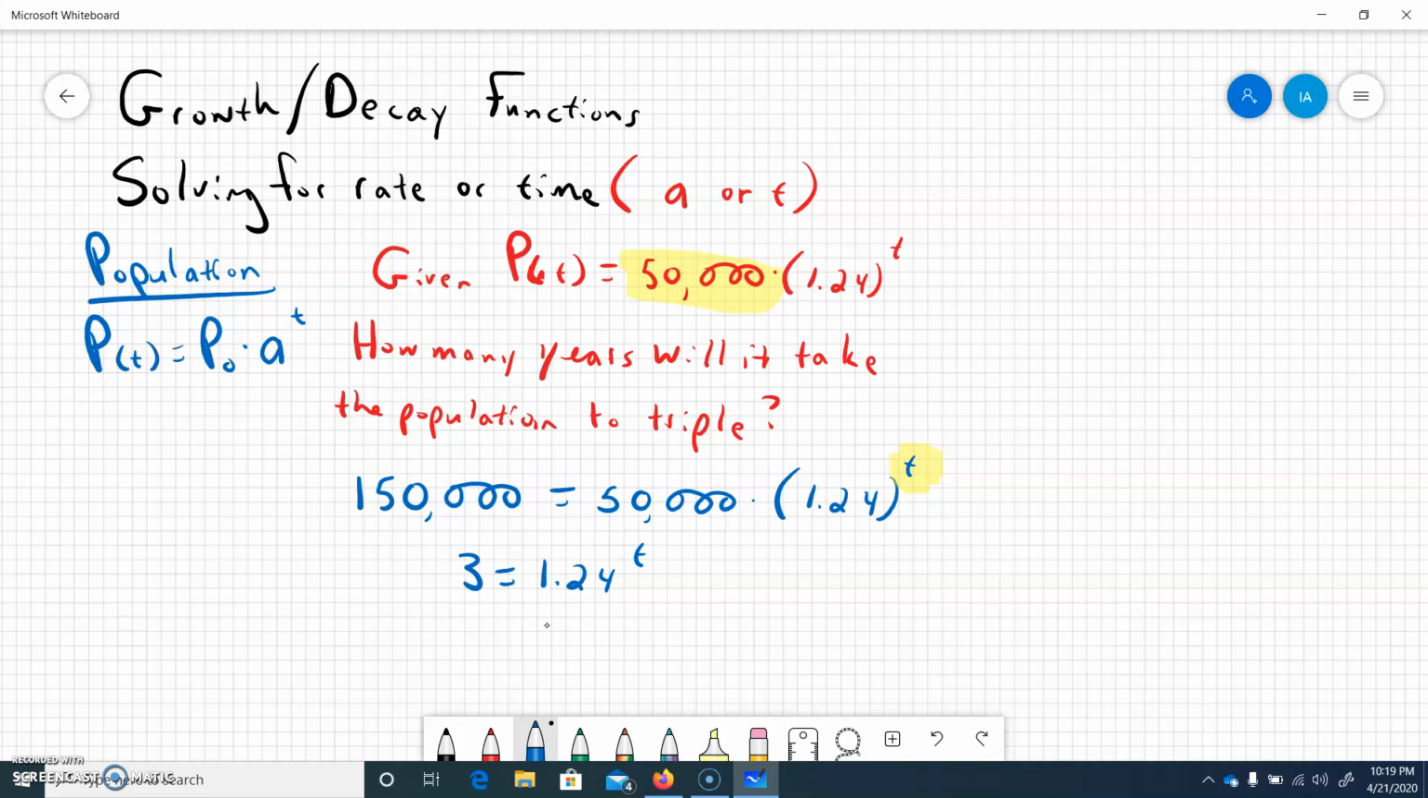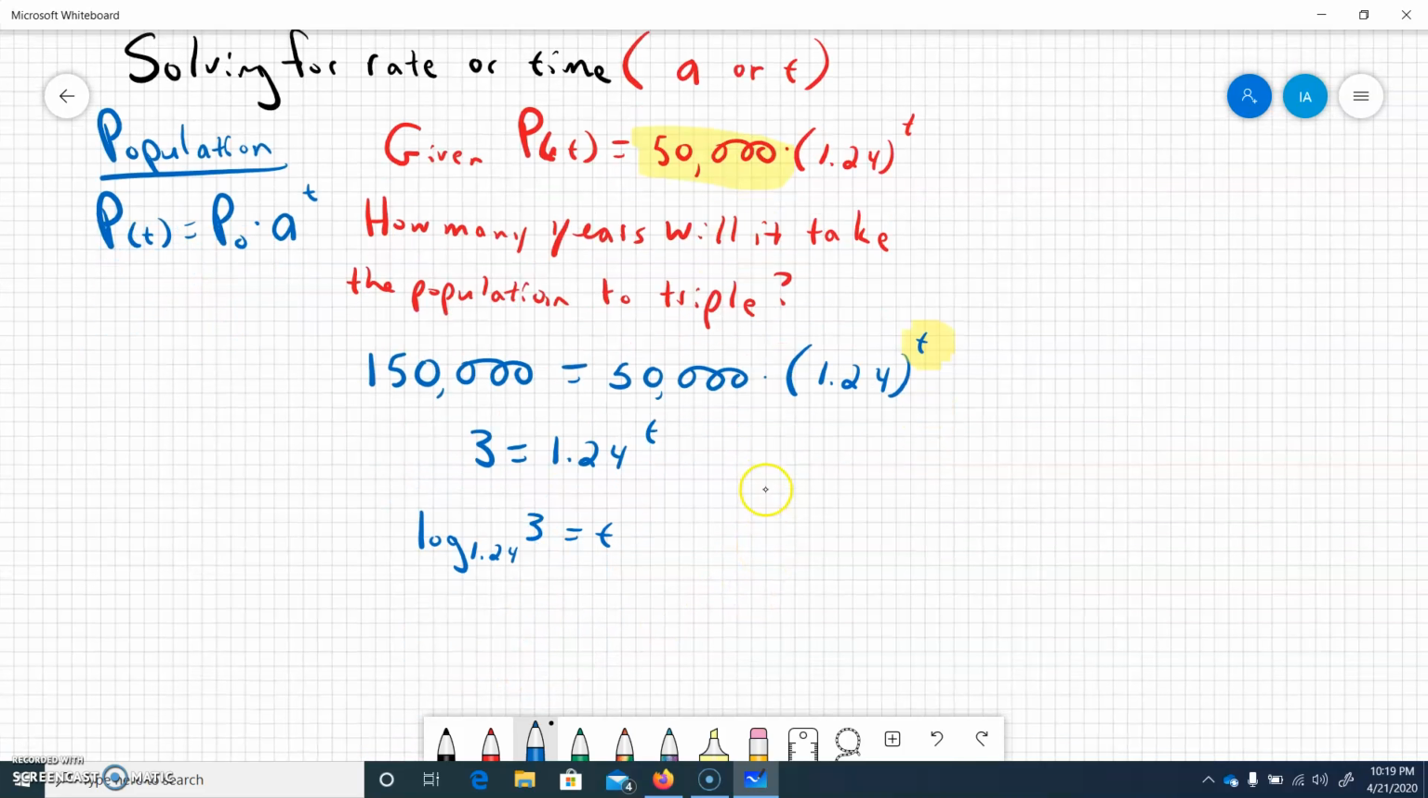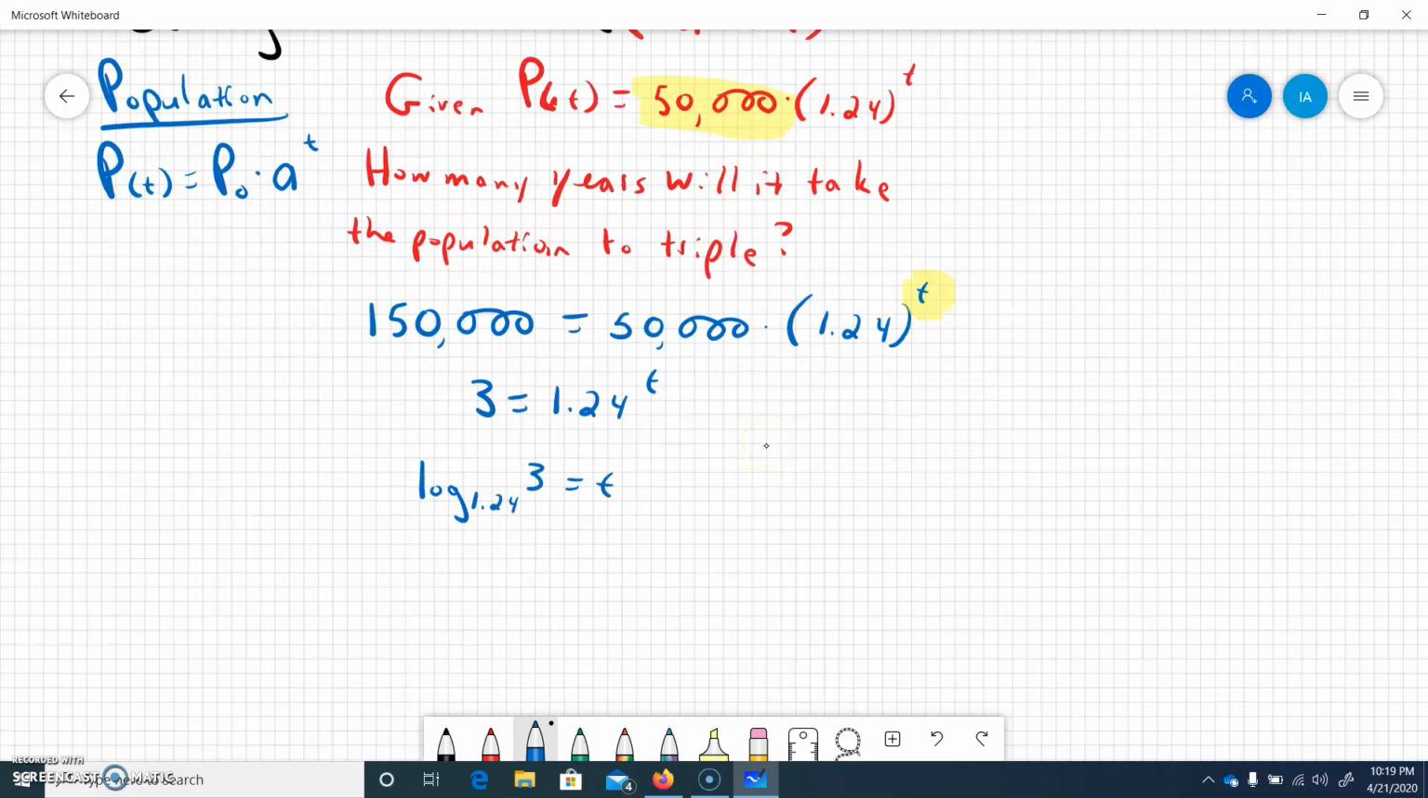So here we need to be able to solve for t, and since it's in an exponent position, we'll convert it over to log form. So it'll be log base 1.24 of 3 equals t. So when we write something in log form, the exponent goes on the side by itself. So we want to continue this and solve it.